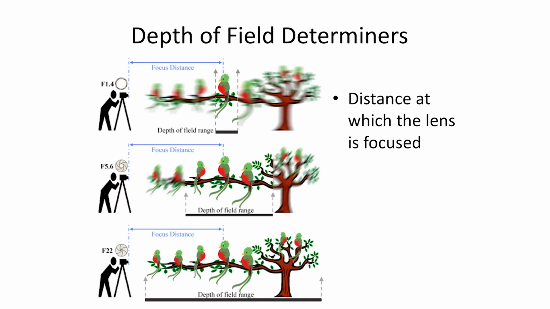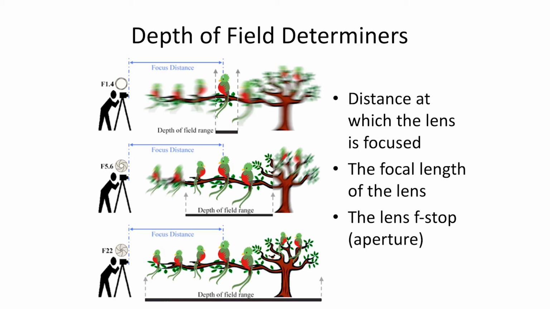Your depth of field determiners are the distance at which the lens is focused, the focal length of the lens, and the lens f-stop or aperture. So you can see in the top, we're wide open, which is a shallower depth of field. So whatever's behind and whatever's in front of our bird is out of focus, and the bird is in focus. Our next image is at 5.6, which is shut down a little bit, which increases our depth of field. So you can see the bird in front and behind our bird that we're focused on. They are in focus as well as the birds in front and the tree behind.